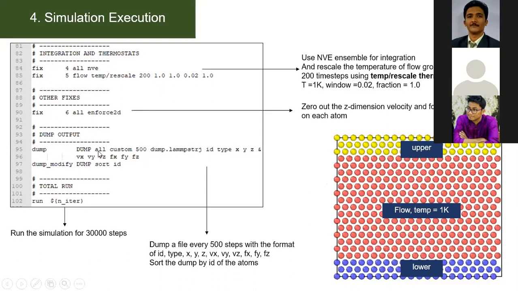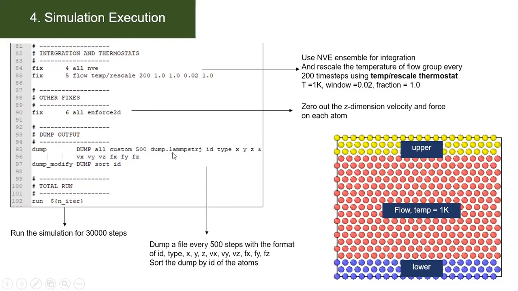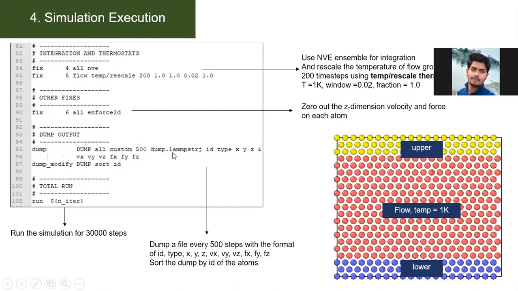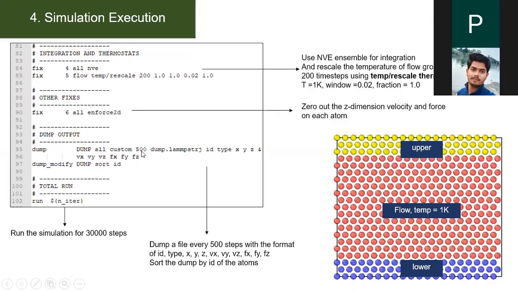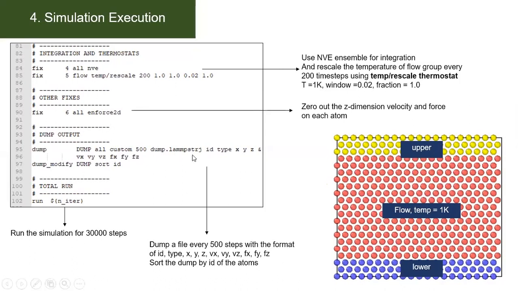And then the dump output. The dump output is to visualize the simulation, maybe using OVITO or maybe VMD or whatever you have. So here you can see I have used a custom dump. I usually use custom dump so that I can export the values I want to see or I may need. So in this dump custom, the dump will be every 500 steps, and the name of the file is dump.lammpstrj.